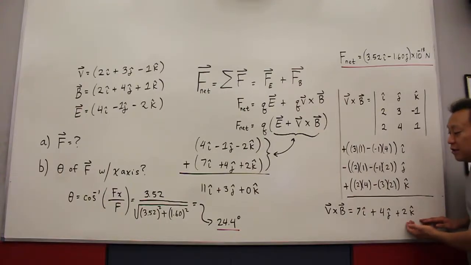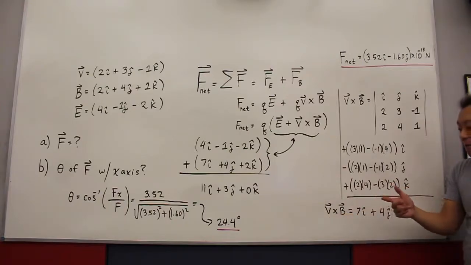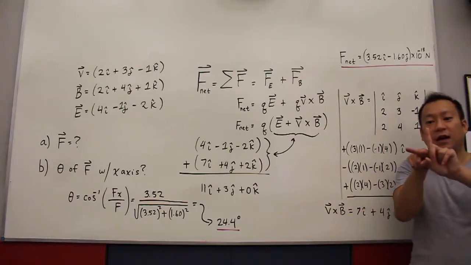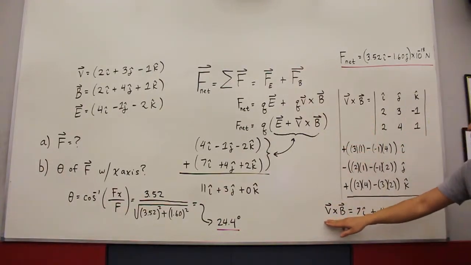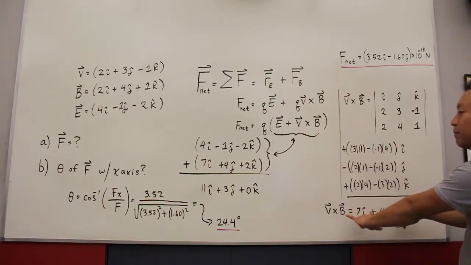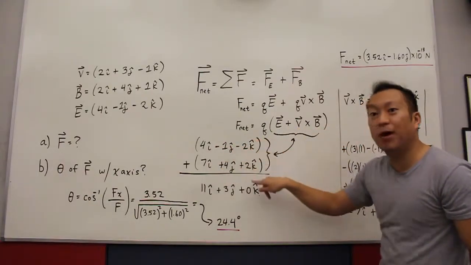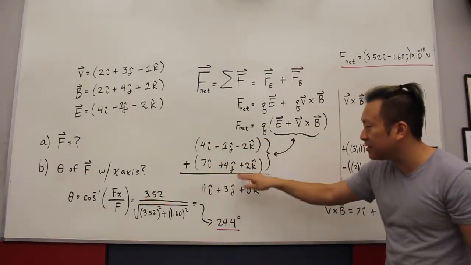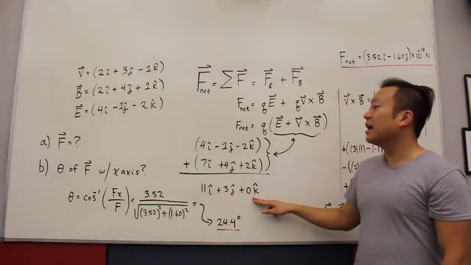If you wanted to know what direction that's pointing in, it must be pointing perpendicular to what these two vectors are pointing. So if you have two vectors, the cross product is perpendicular to those two vectors. That's what this cross product means. Now we have that V cross B, we can plug that here, and do E plus that. So we just add component by component. Add the i's together, the j's together, the k's together. You get this: 11i plus 3j plus 0k.